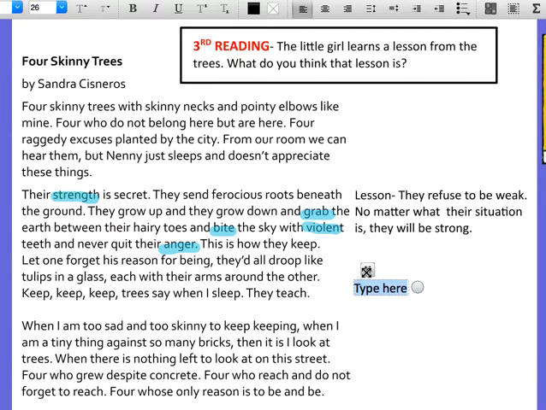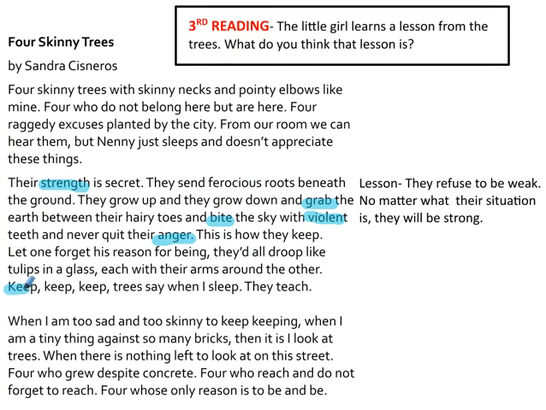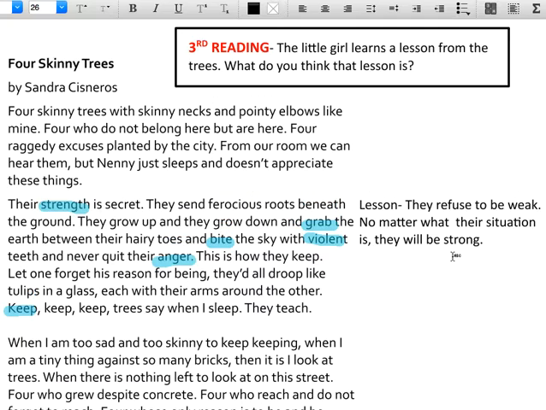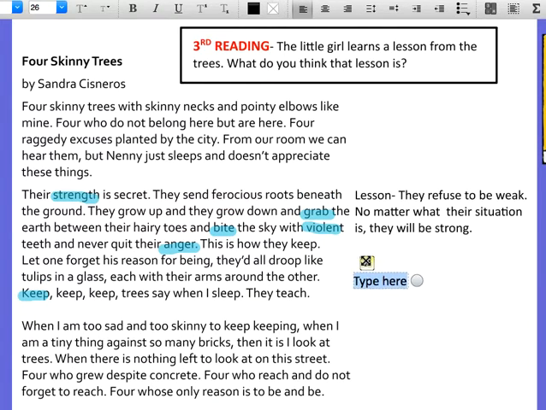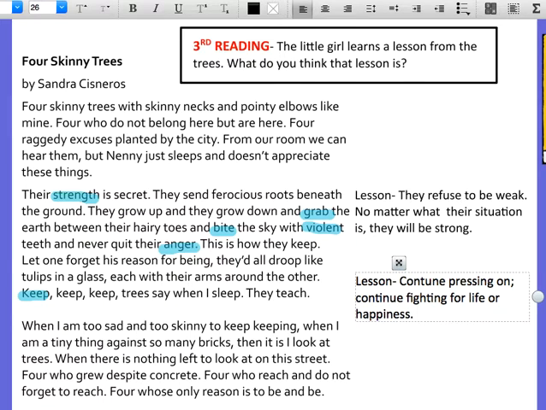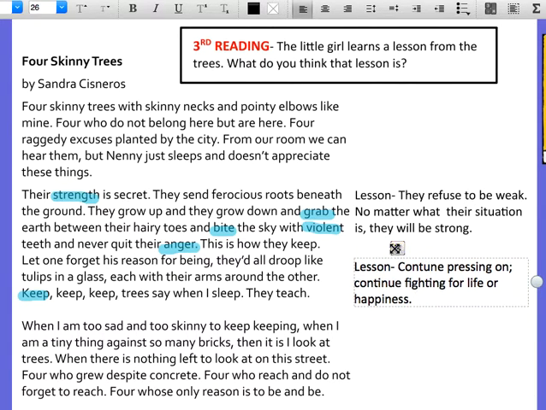Another one that I see in the second stanza is to keep. And what I think maybe they mean when the trees teach her and whisper to her to keep, I think they're teaching her the lesson to continue pressing on, or to continue fighting for life or for happiness. It's the idea of continuing, right? Keep, keep, keep, keep.